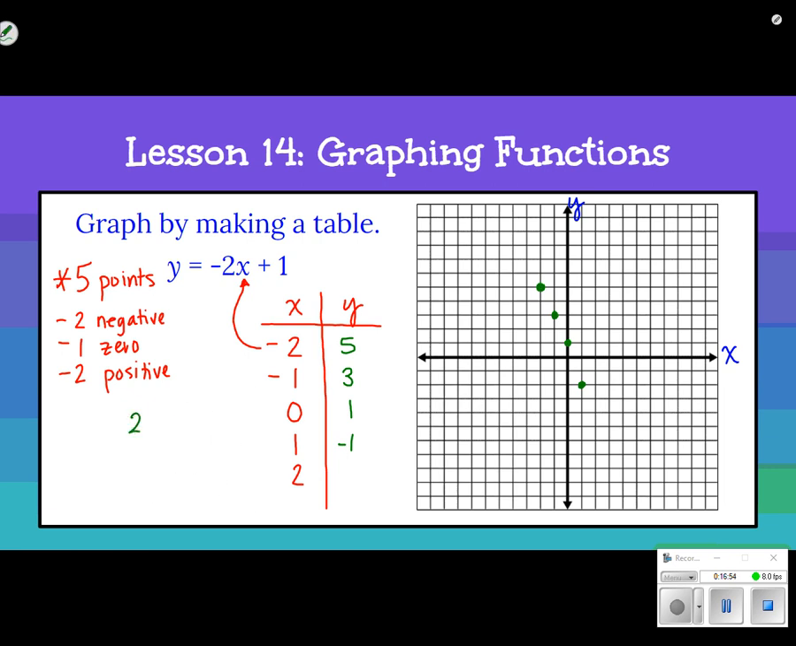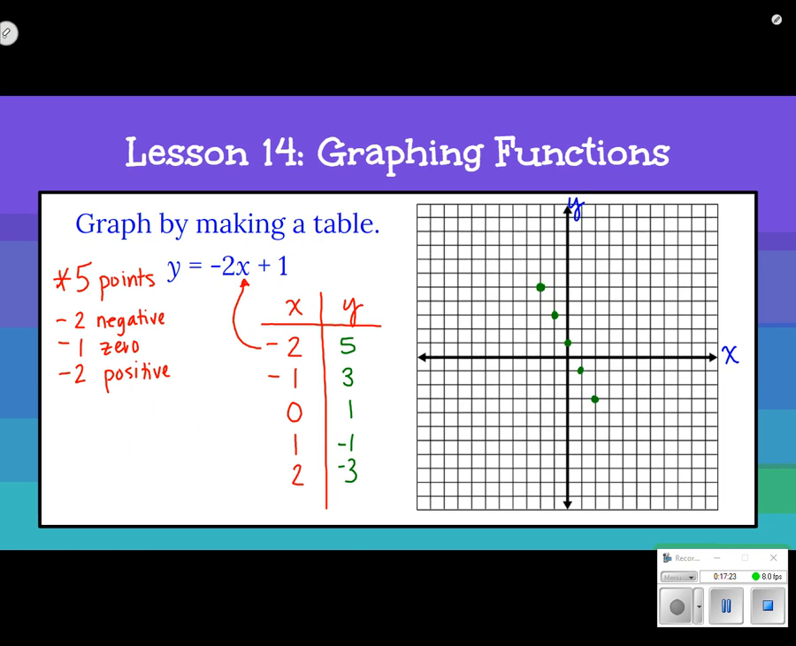Negative 2 times 2 plus 1. Negative 2 times 2 is negative 4. Negative 4 plus 1 is negative 3. So 2, negative 3. Oh, I went down too far on the last one. I was like, this isn't right. And that's what happened.